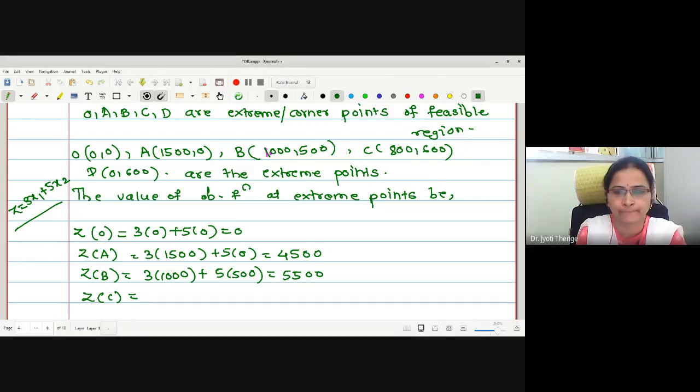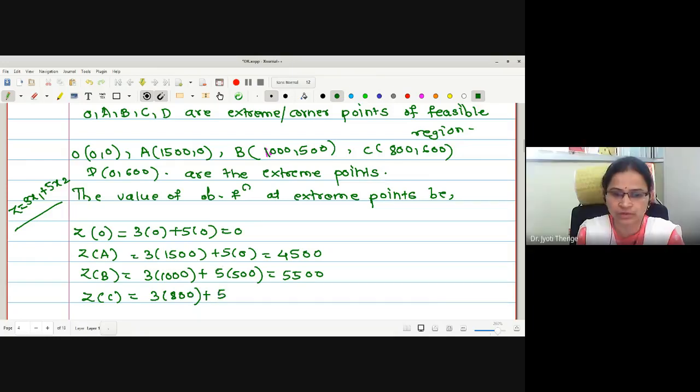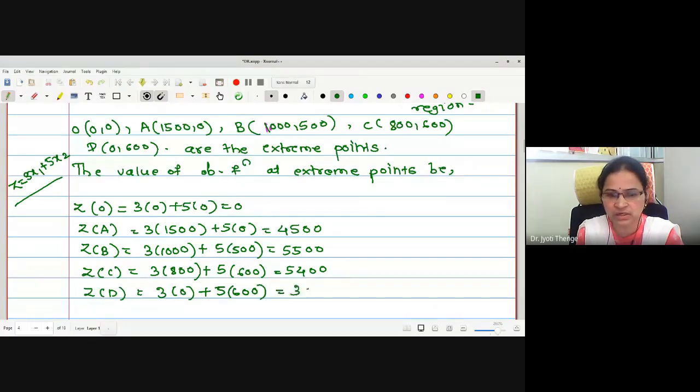What is Z at C? Z at C will be 3 into 800 plus 5 into 600, which is 5400. And lastly, Z at D. What is Z at D? 3 into 0 plus 5 into 600, and this is 3000 only.